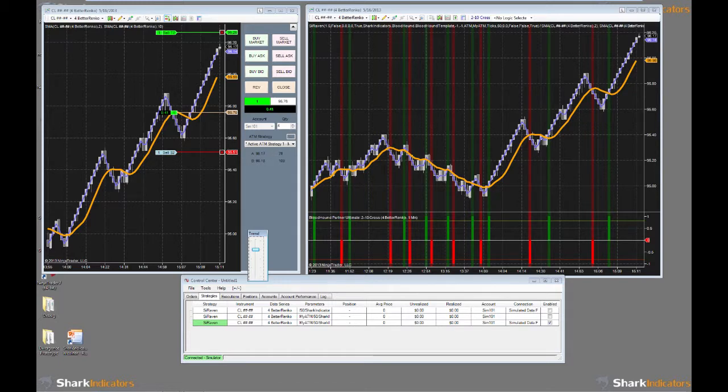Theo, how do you backtest in Bloodhound? I think I just showed you how to do that. You use Raven after you design your system.